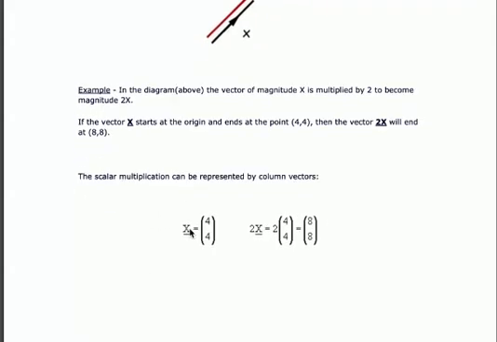We can show it in column vectors. These are called column vectors, where this is the x coordinate and this is the y coordinate. So for 2x, we will get 2 times the column vector. You multiply the 2 with everything that's in the column vector. So 2 times 4 will give you 8. 2 times 4 will give you 8.